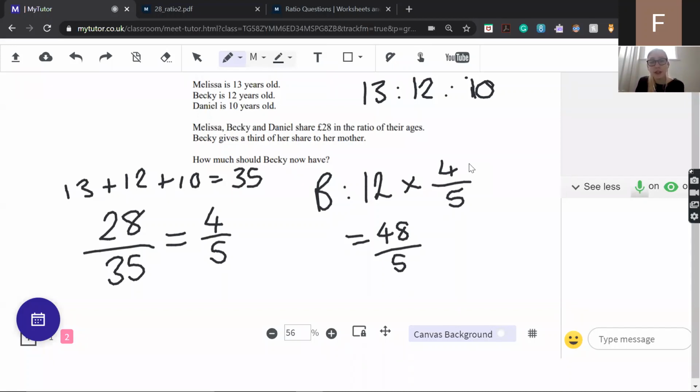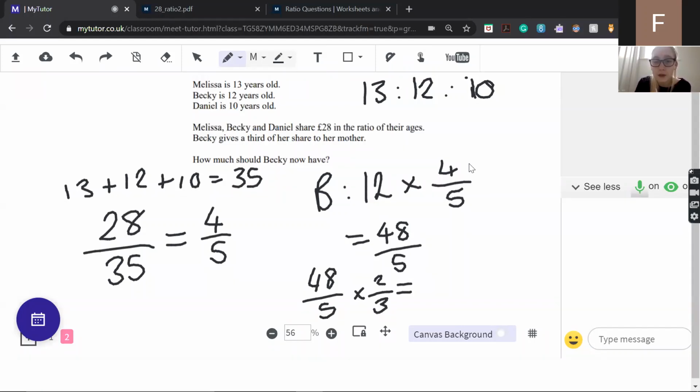But what we do know is that she then gives 1/3 of her share to her mother. So she's left with 2/3, right? If you have a cake and you give 1/3 to someone, you're left with 2/3 of the cake. So what she has is the money that she has and 2/3 of that.